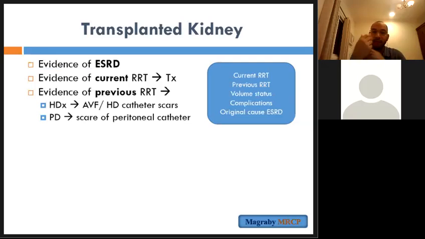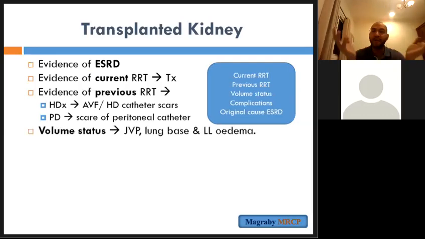For hemodialysis, search for an AV fistula or hemodialysis catheter. For peritoneal dialysis, search for a Tenckhoff catheter or a scar of a previous peritoneal catheter. Check the volume status of the patient by the JVP and lower limb, whether there is lower limb edema or not, and auscultate the back of the chest to indicate that the patient has no lung congestion or fluid overload. Check whether the adequacy of dialysis is maintained, and that this patient does not have any itching, no uremic manifestations, like this.